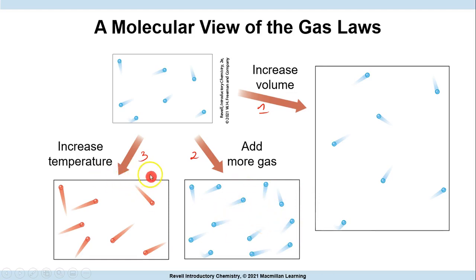Now, the third scenario: what happens when you increase the temperature? When you increase the temperature, you increase the kinetic energy of the gas particles. As the kinetic energy increases, the gas particles move faster, and as they move faster, the collisions with the walls of the container also increase, thereby increasing the pressure. So increasing temperature increases pressure, adding more gas increases the pressure, and increasing the volume will decrease the pressure.